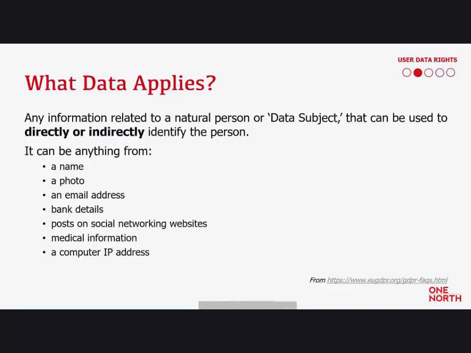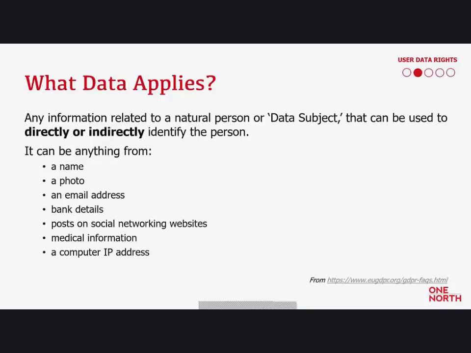So the first question is, well, what is that data? What constitutes personal data? And the regulation isn't very explicit here. It doesn't lay out a set of specific fields that would be considered personal data. Instead, it's pretty broad, and what it essentially says is that any information that can either directly or indirectly identify an individual is considered personal data.